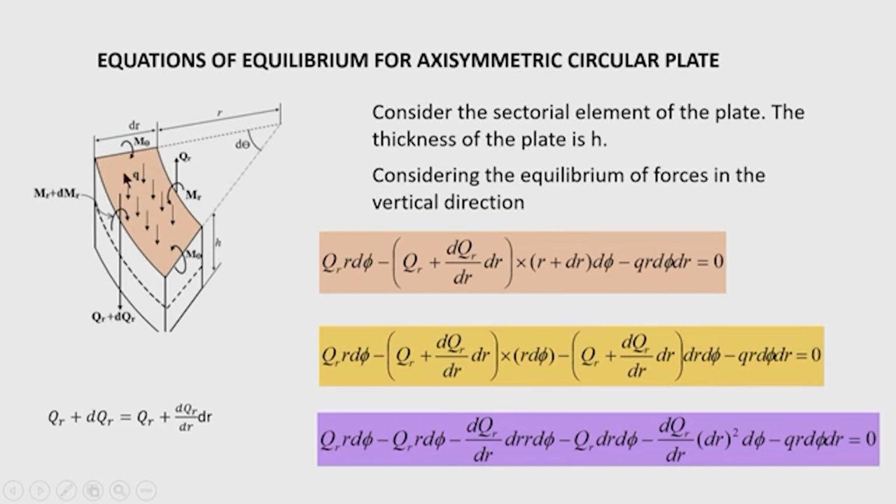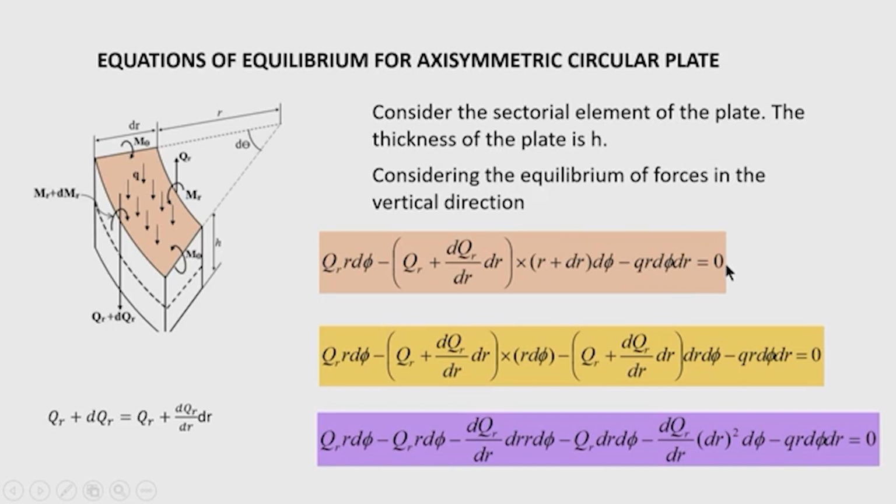So, these two forces we have written, and then the transverse load, the vertical load that is acting on the surface of the plate, is q per unit area. So, the total area of this element that is colored here is dr into r dφ. So, q into dr into r dφ. So, this is the total force on the element.